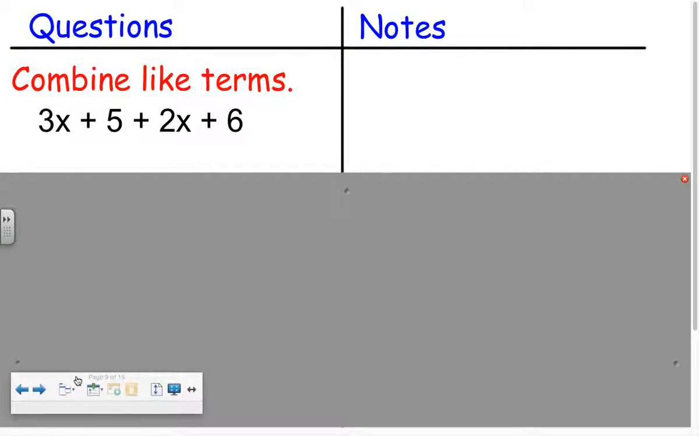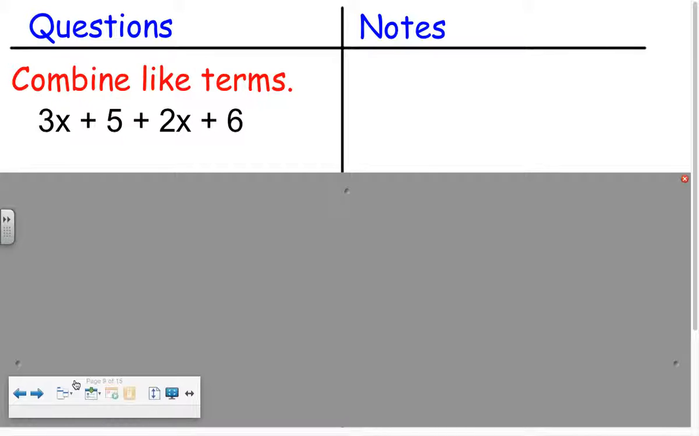All right, so combine like terms. One thing that I think makes combining like terms easier is if you underline the terms that are alike. For example, 3x, I'm going to put a line under it, and then I'm going to look for anything else that's like 3x. Well, 2x is like 3x. If I add those together, all I'm doing is adding the coefficients, the 3 and the 2, which gives me 5x.